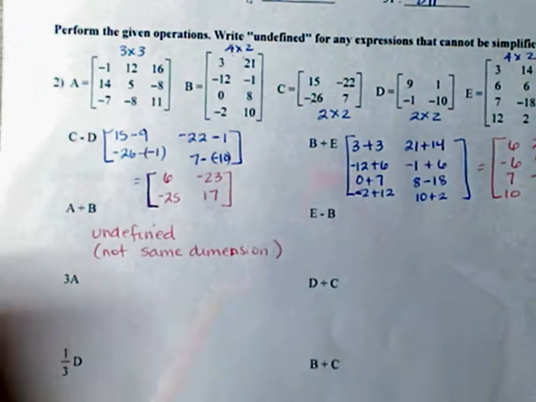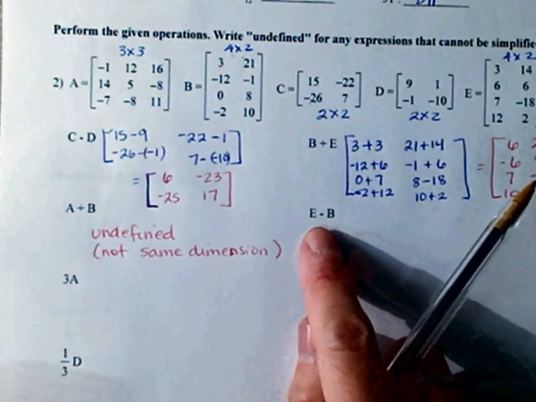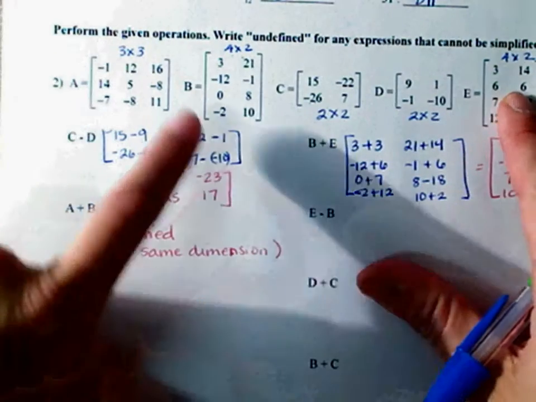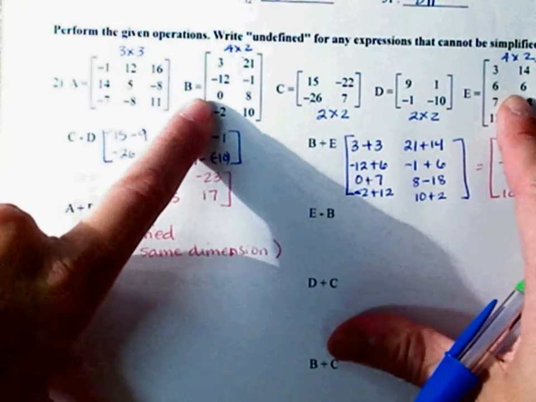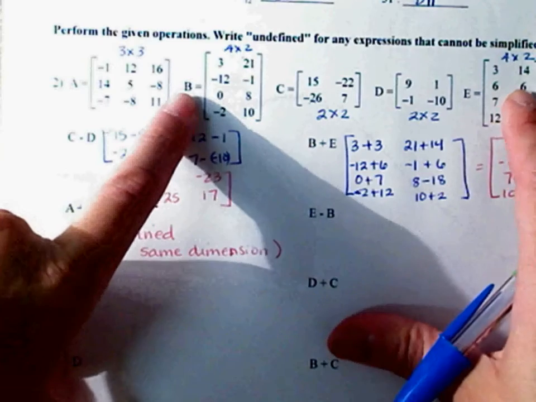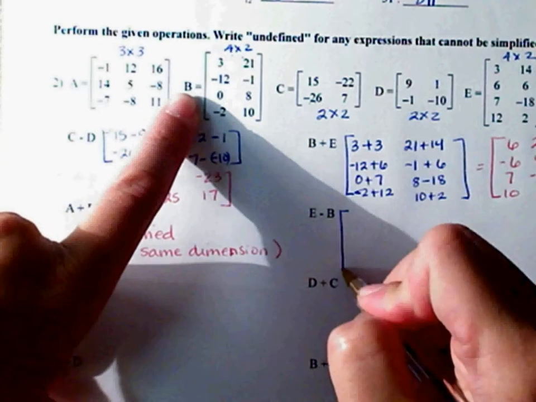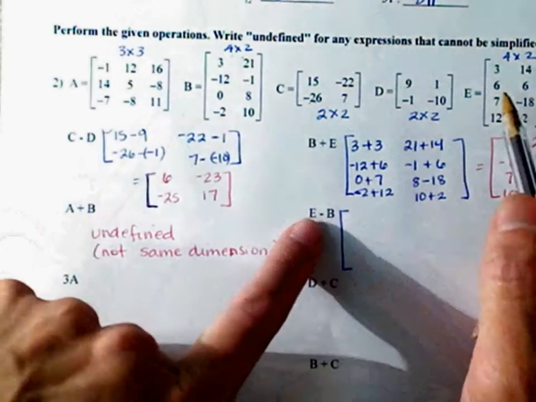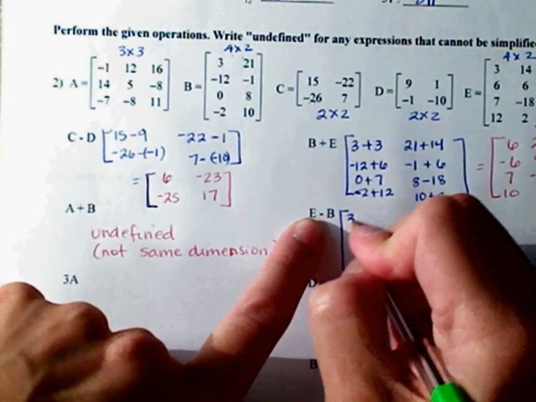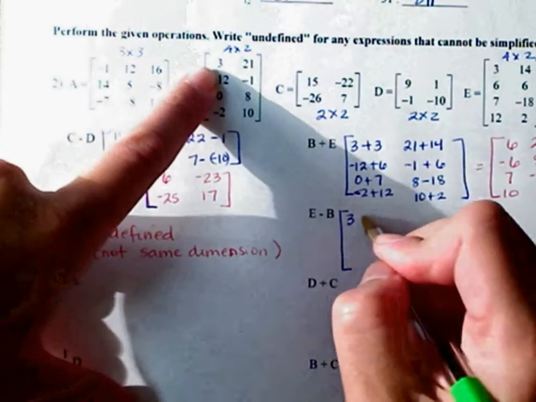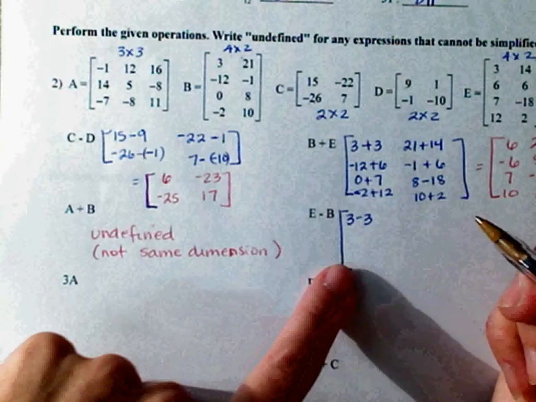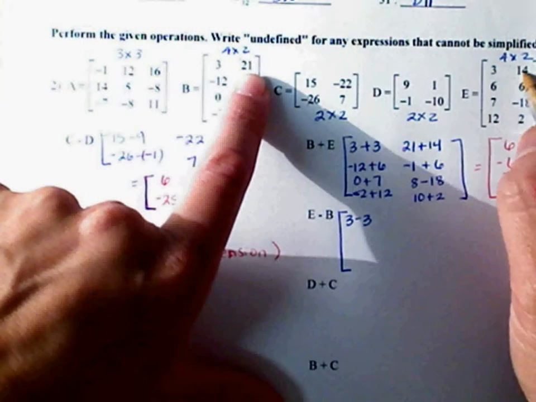Okay? E minus B. Can I subtract those two? Absolutely. They have the same dimension. So it'd be a 4 by 2. Here we go. E first. What's your E? 3 minus your B, which is 3. Okay? Next one. 14 minus 21.